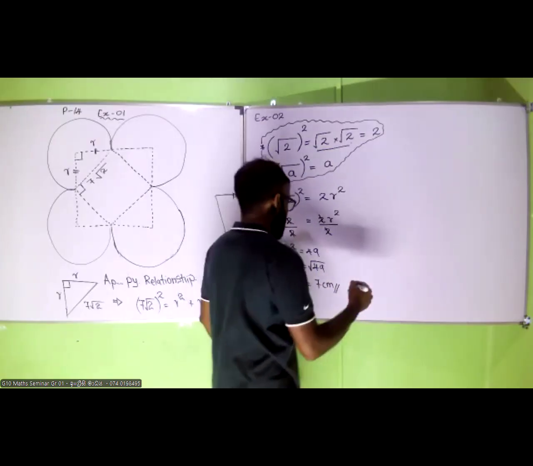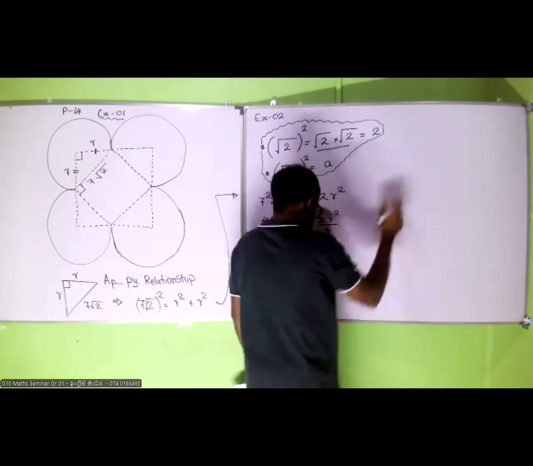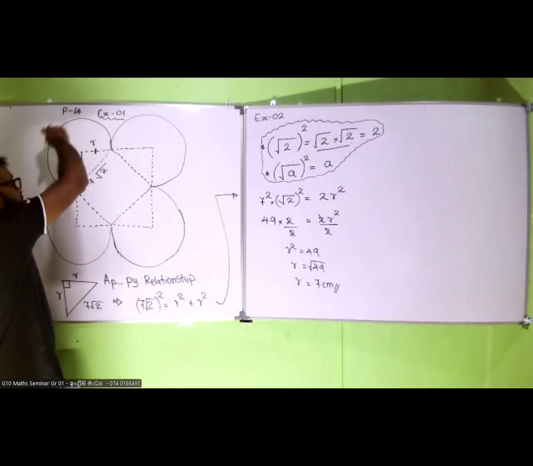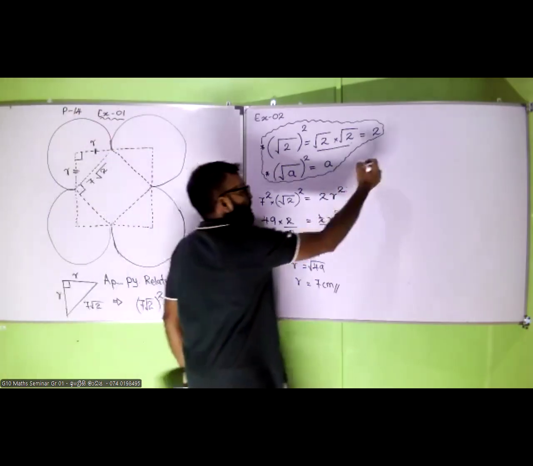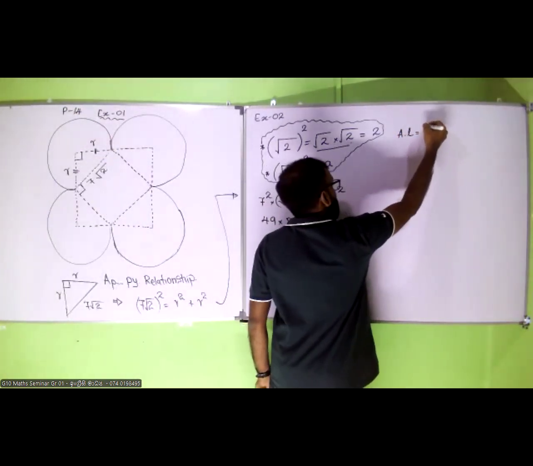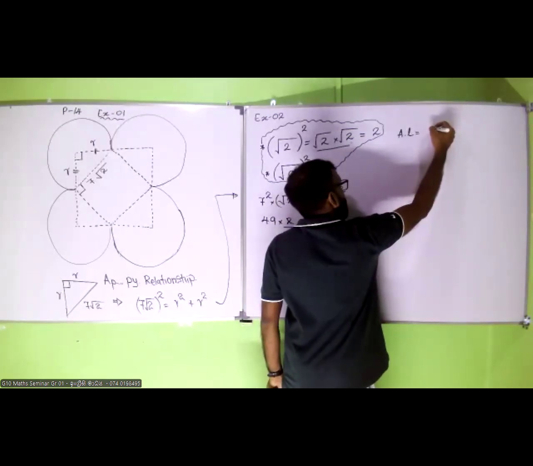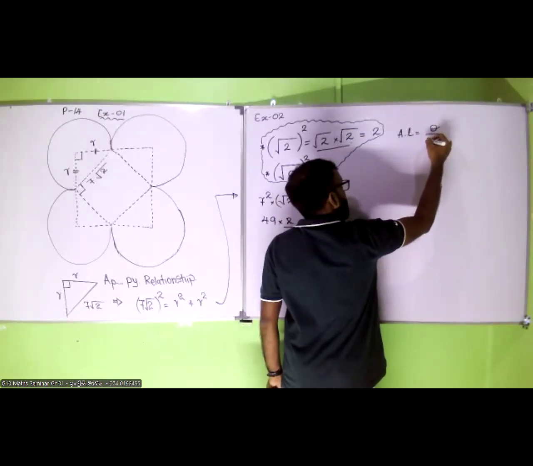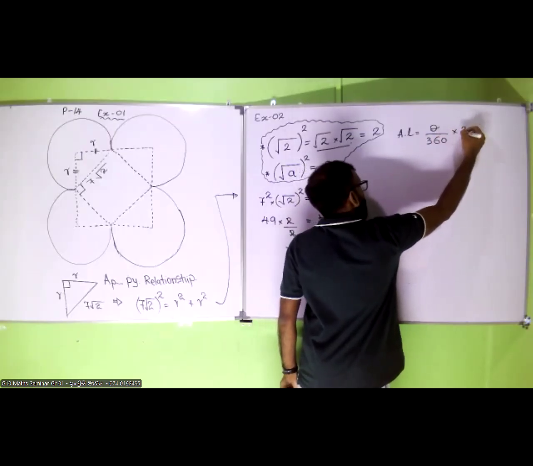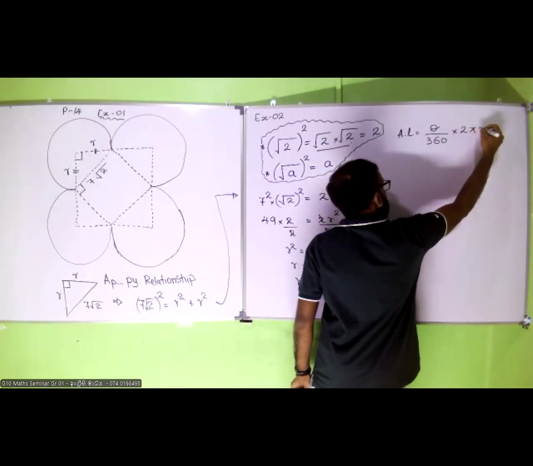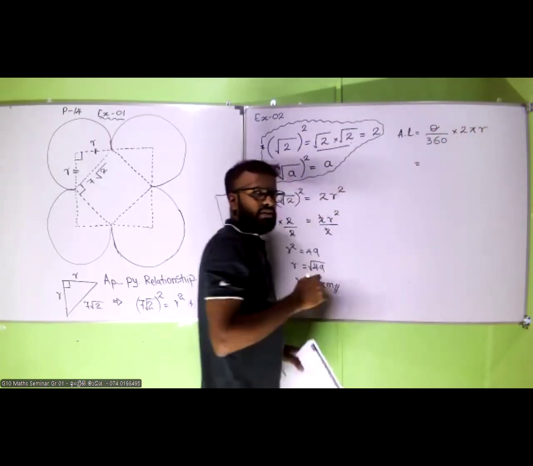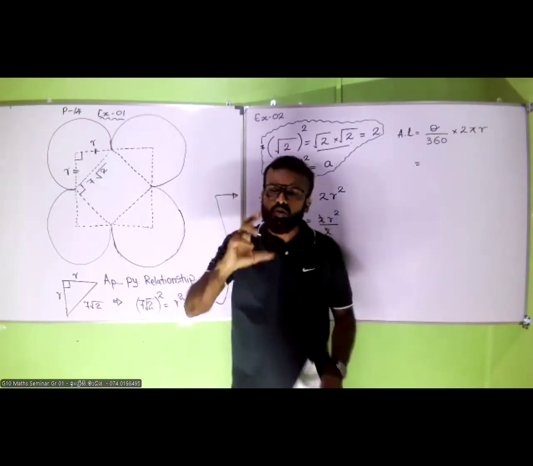Okay, so I will simplify from here. I will take one petal, this one. So arc length, I can write, the equation that you are going to use is theta divided by 360 multiplied by 2πr. So you guys know this one.